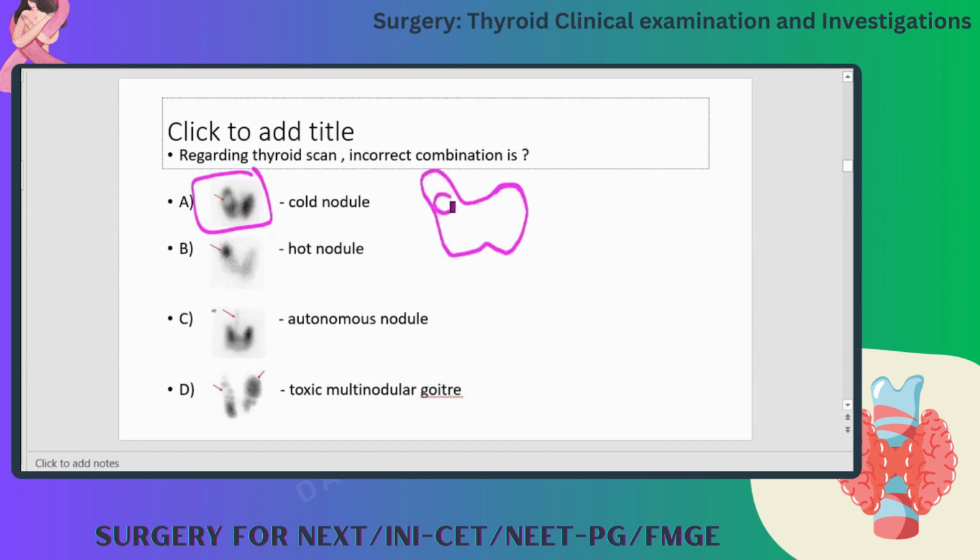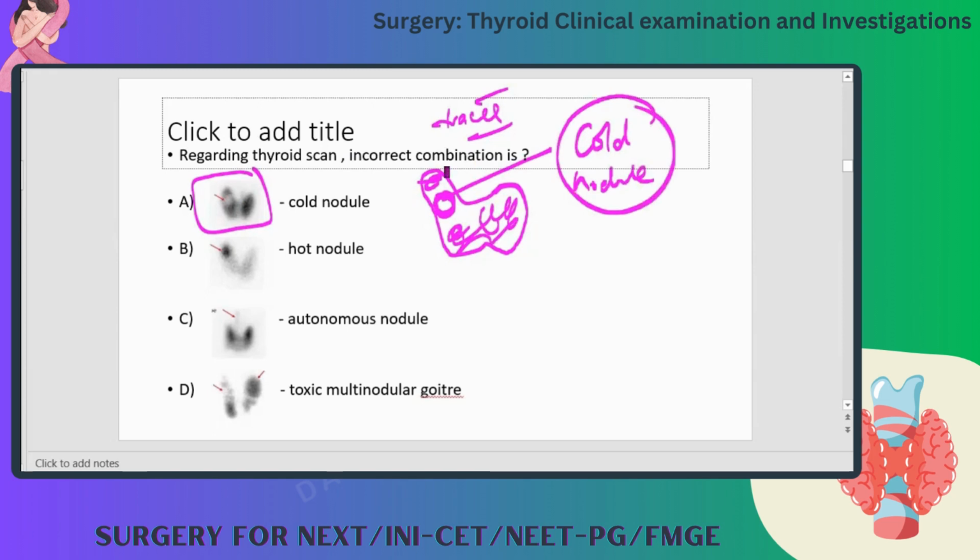Here there is a small nodule which is not taking up the fluid which was injected. Yeah, the tracer. We call it the tracer. The isotope, which it is not taking. The rest of the gland is taking it completely. This part is not taking. So we call it a cold nodule. Cold nodule. It is not taking the tracer.